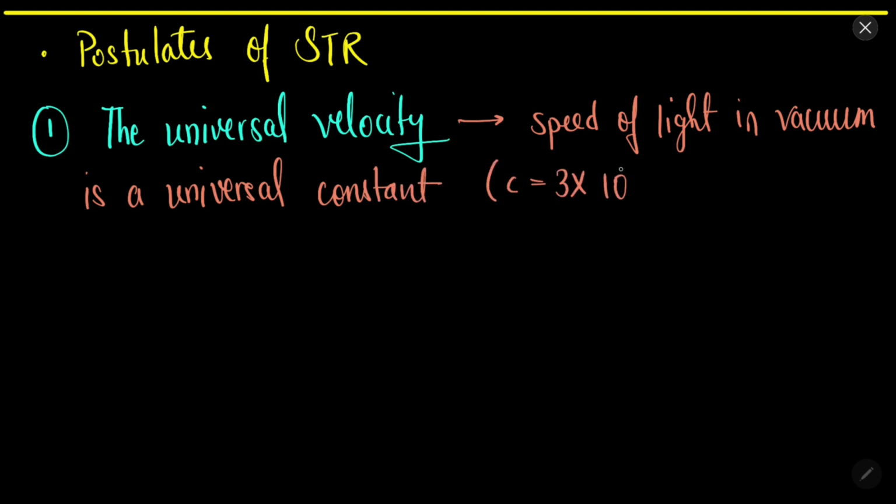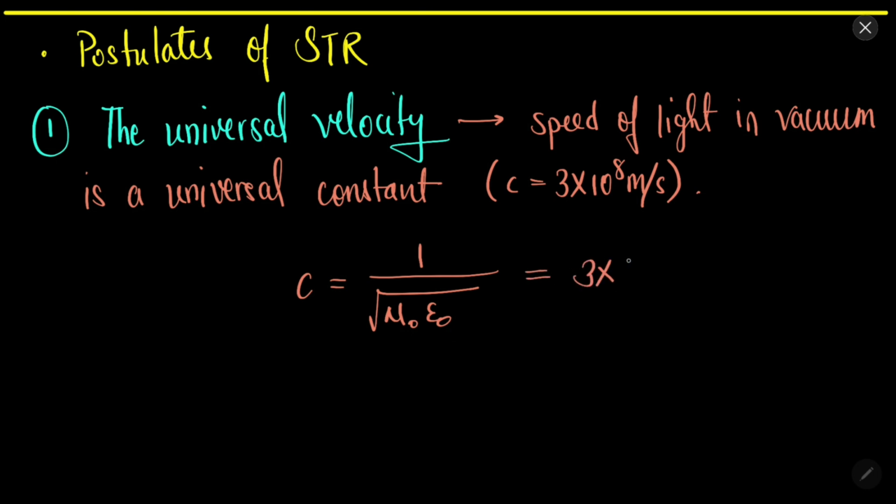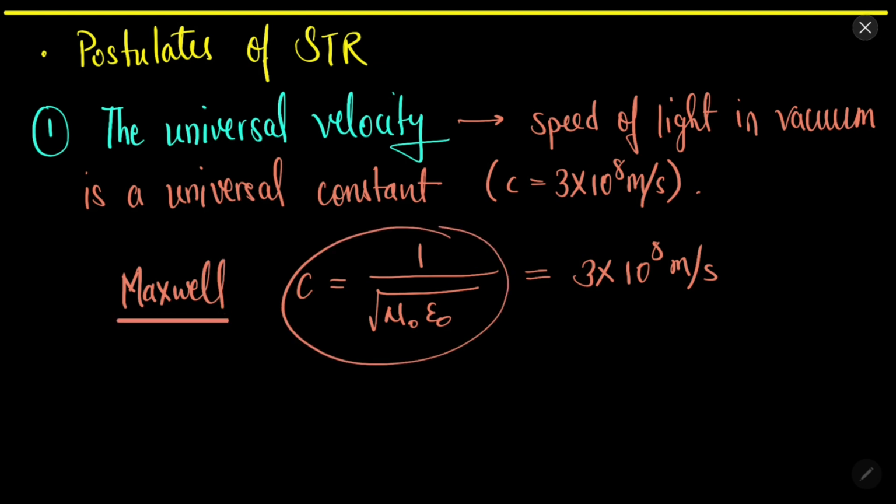Approximately equal to 3 into 10 to the power 8 meters per second. And this was also confirmed by the mathematical equations of Maxwell. In Maxwell's equation, it was found that the speed of light in vacuum is given by this formula, 1 over root mu naught into epsilon naught, where mu naught and epsilon naught are constant values. So once we put their values, we found that the value is approximately 3 into 10 to the power 8 meters per second. So according to Maxwell, the mathematical value for the speed of light in vacuum can be found out using this.